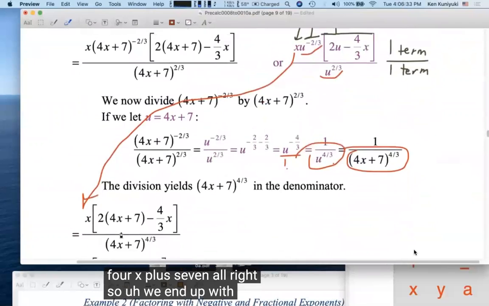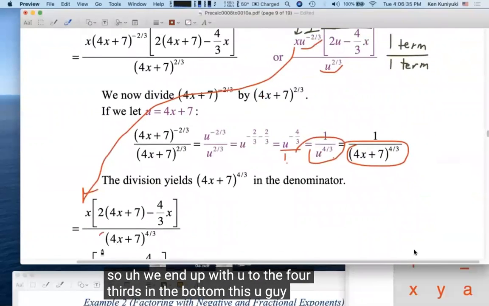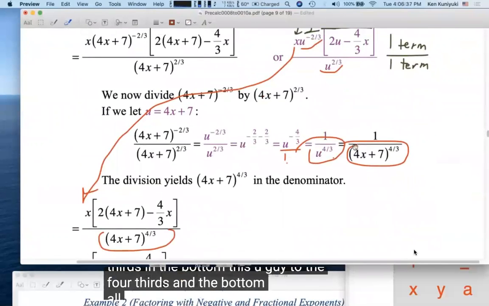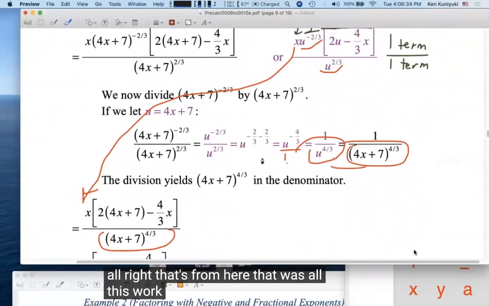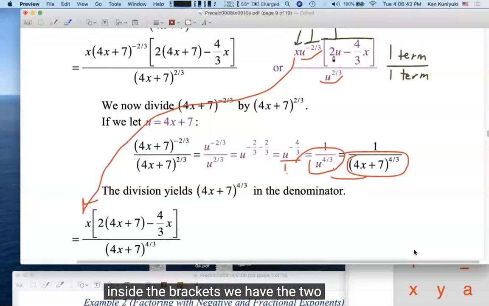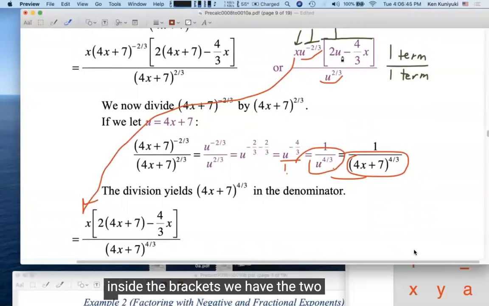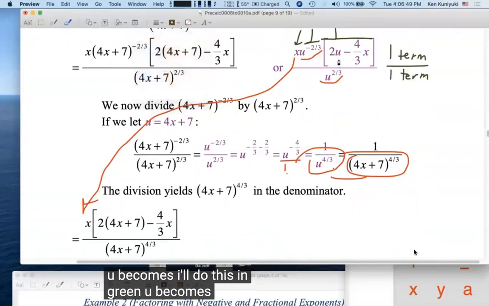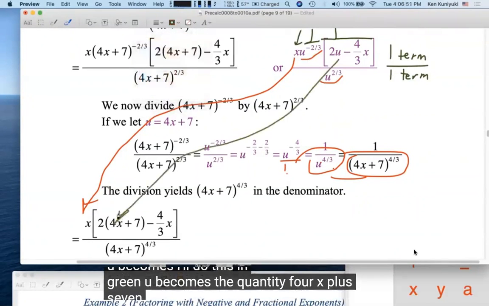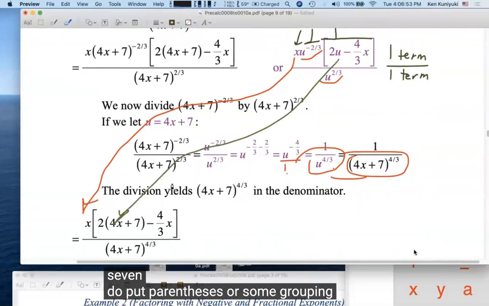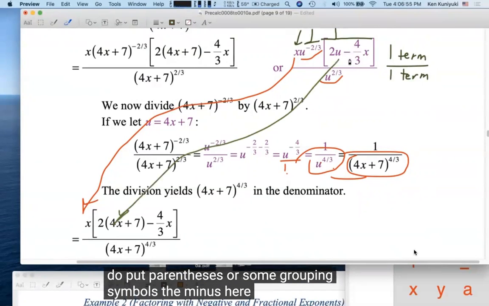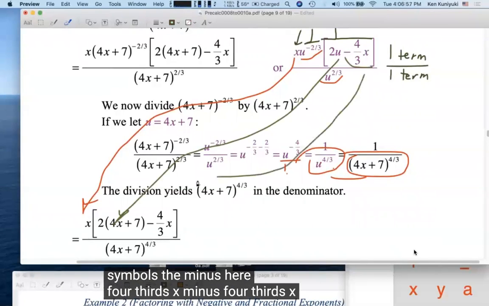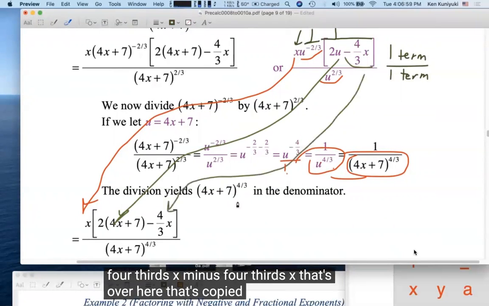So we end up with u to the 4/3 in the bottom, this u guy to the 4/3 in the bottom, right? That's from here. That was all this work here. Inside the brackets, we have the 2. U becomes, I'll do this in green, u becomes the quantity 4x plus 7, do put parentheses, or some grouping symbols. The minus here, 4/3 x minus 4/3 x, that's over here, that's copied.